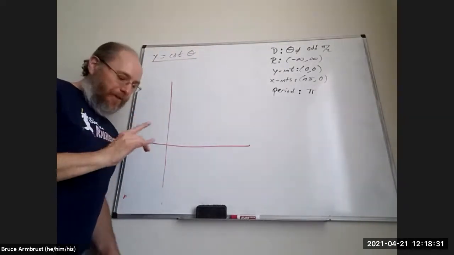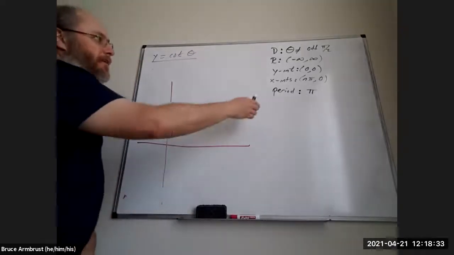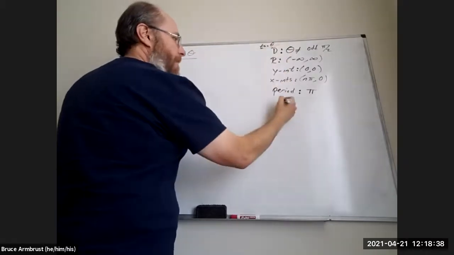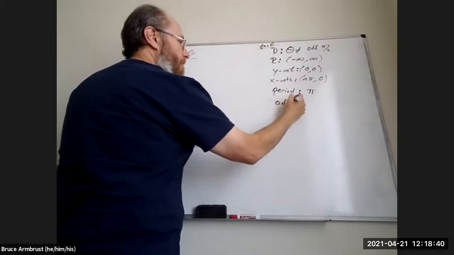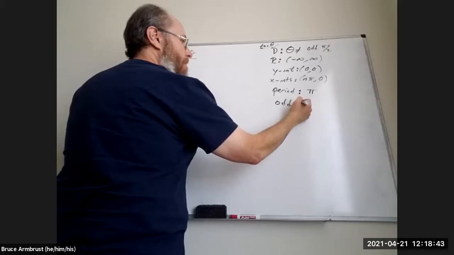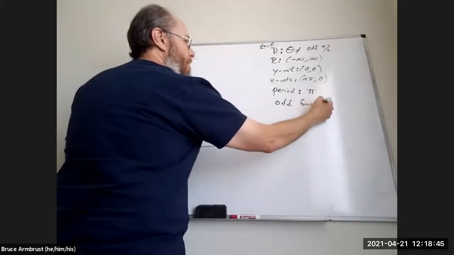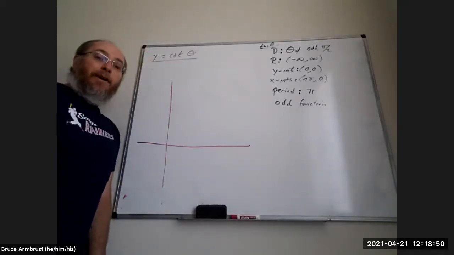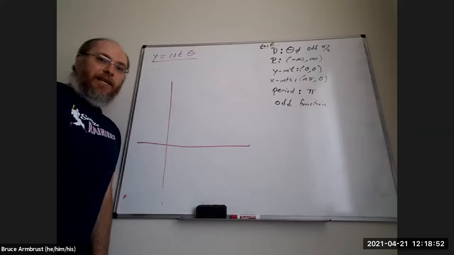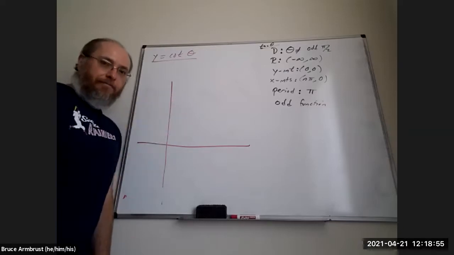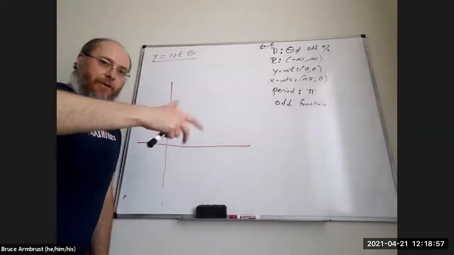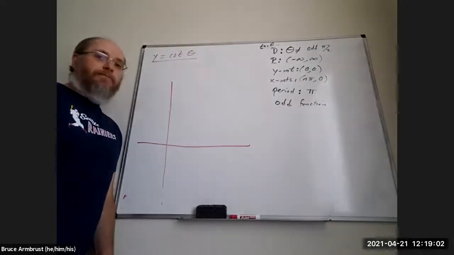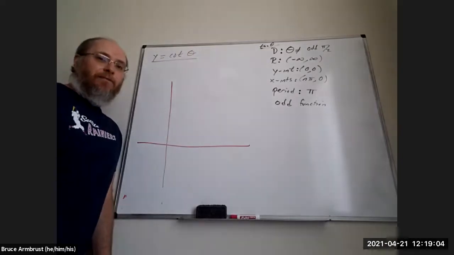This just reminded me of something I forgot to put on this list. I want to put this on here for tangent. The other thing that I wanted to mention is that it's also an odd function. I know I subsequently erased it, but think about what odd means. Odd means the symmetry is that rotational symmetry. If you take that graph of tangent and rotate it half a rotation, you see exactly the same shape. Okay, so it's odd, just like sine was odd.